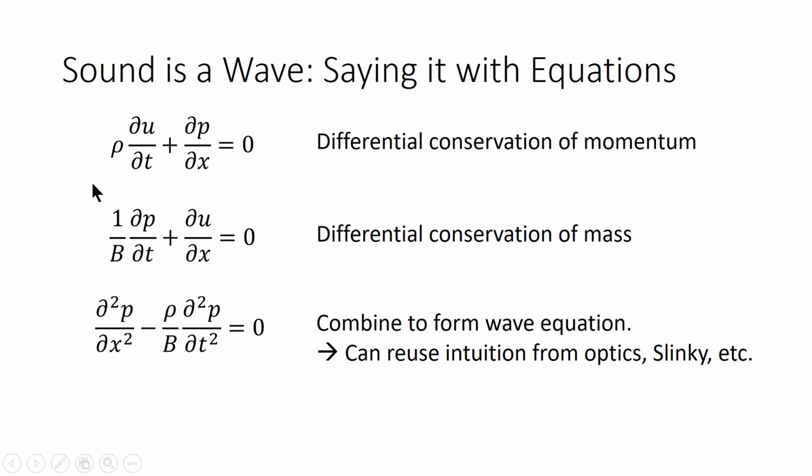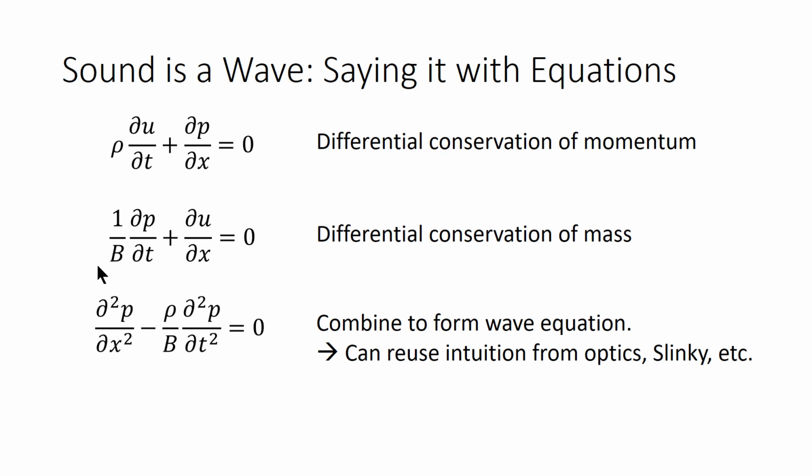The other equation we use to make our wave equation is differential conservation of mass, which says that changes of your mass flow rate in space have to cause increases in pressure. Rho here is the density of your medium, and B is something called the bulk modulus, which relates changes in volumes to changes in pressure. It's how hard your medium is to squeeze.